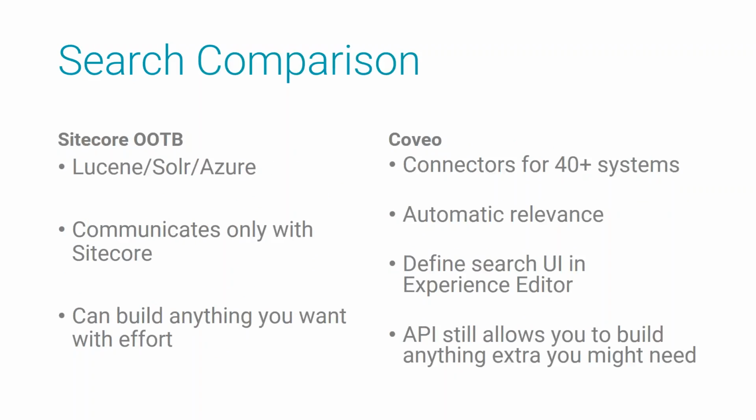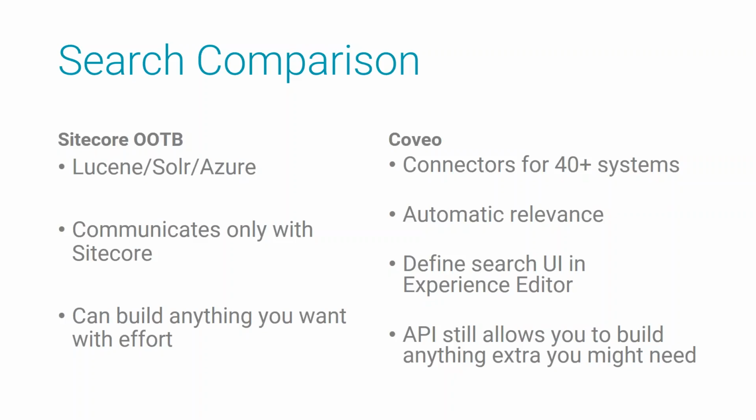So this is where I think it's worth drawing the comparison between Sitecore out of the box and Coveo, and maybe why we might make that jump. As many of you on the phone probably already know, Sitecore out of the box supports Lucene and Solr. They've recently added support for Azure Search. Great indexer, it can pull in all the content in Sitecore and make it available to a search inside the content authoring interface, or possibly also on the website. And you can build anything you want with effort. It's very flexible, very open.